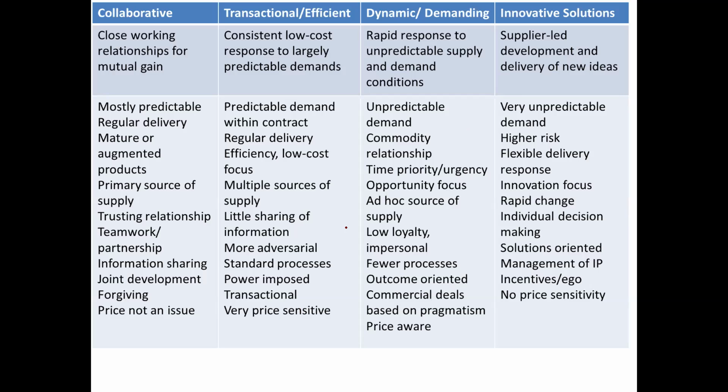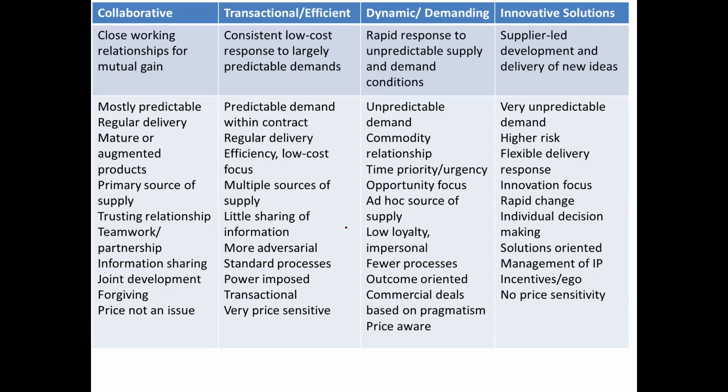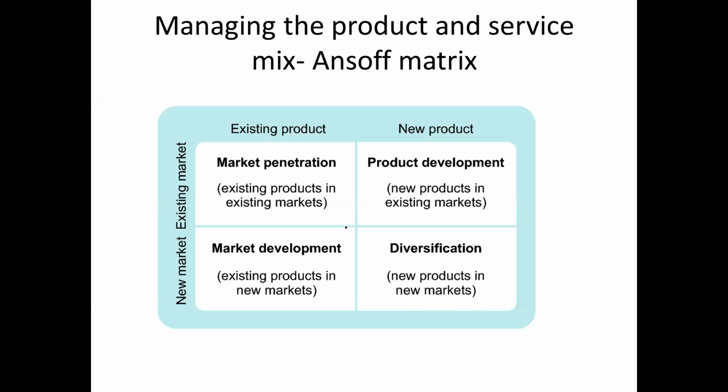So Gatorna theory can be used in segmentation because they're for buying behaviours. I think that's not too bad. They're throwing the Ansoff matrix in as well in the study guide.